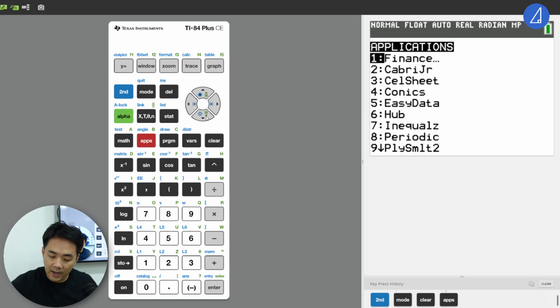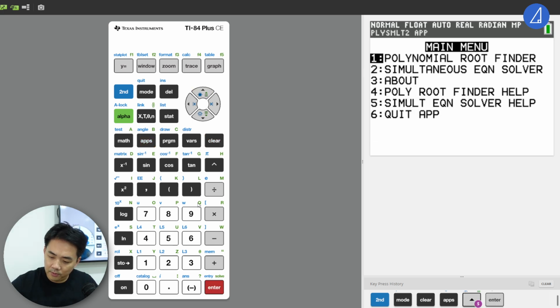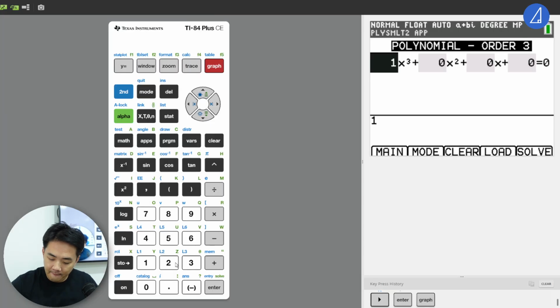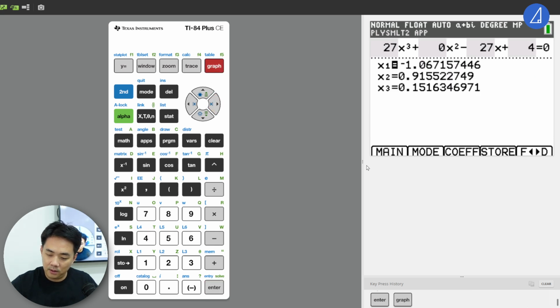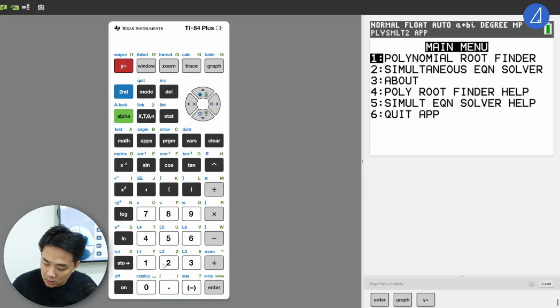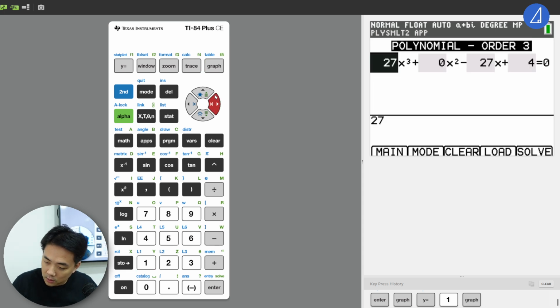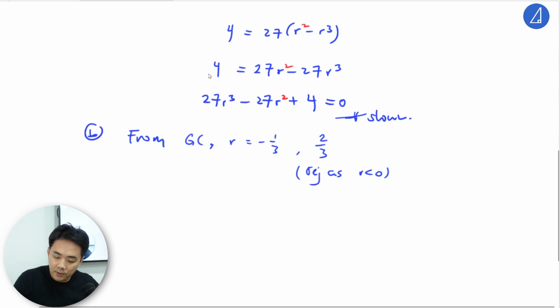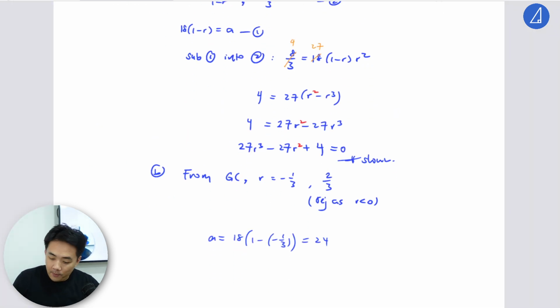What's the R? Here, go to app, then simultaneous equation, poly root finder, degree of 3. So this is R cubed, then 27, minus 27, and then put this as 4. Solve it. Keying wrongly, so it's R squared. You get this answer here. There you go. So reject as R is less than 0. So A will be, there you go, 24, I think.